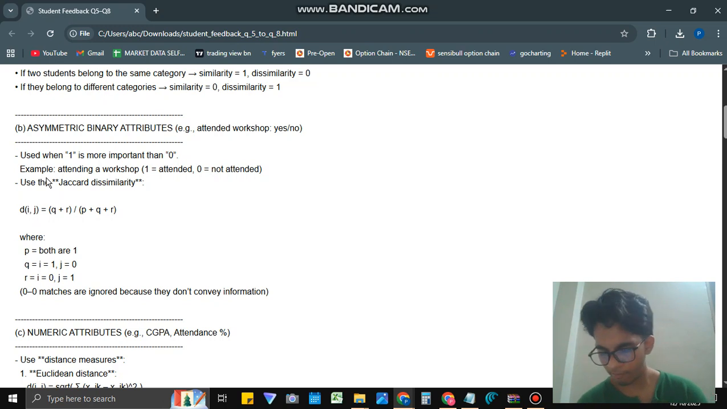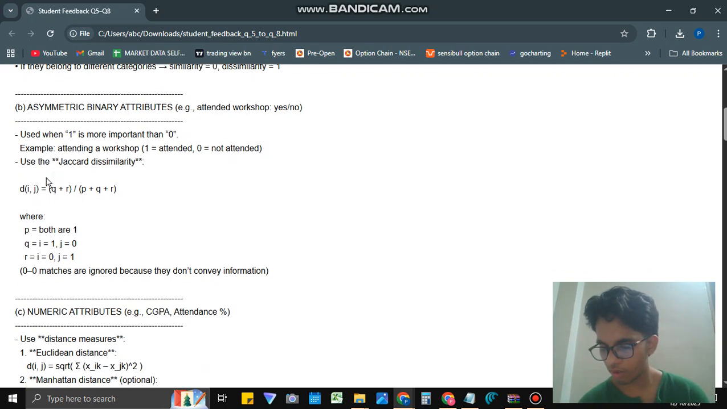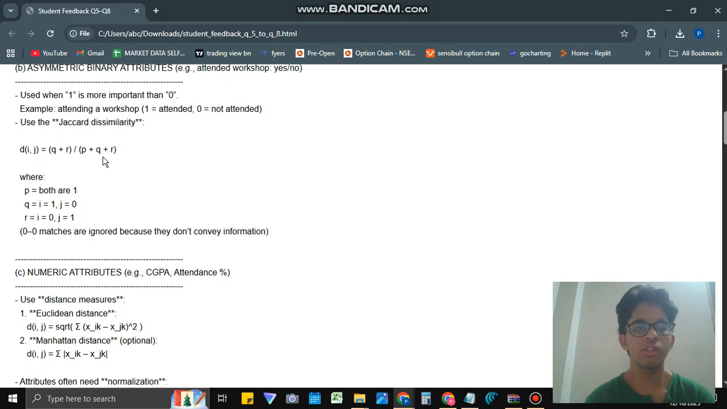Similarly, moving on to the next point, which is asymmetric binary attributes. For example, a yes or no question: did you attend the workshop or not? In this we use 1 as more important than 0. For example, attending a workshop, 1 equals attended, 0 equals not attended. We use the Jaccard dissimilarity over here.